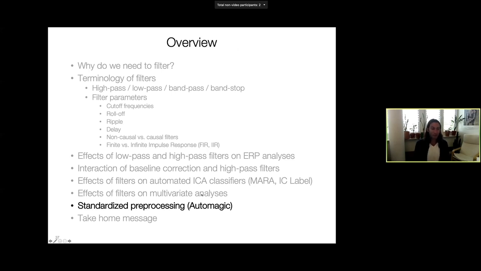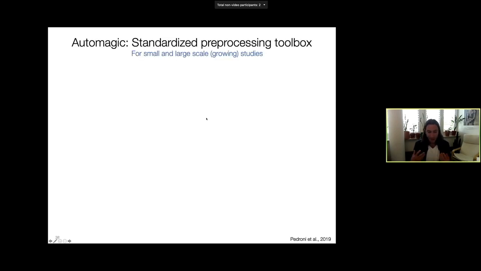So finally, I want to introduce our standardized pre-processing toolbox, Automagic. The motivation to invent Automagic was that we are looking for biological measures for psychiatry and neurology. To do this, we need very large data sets, and those large data sets are collected over years. So we need a toolbox where we can make sure that the same pre-processing is applied even for data sets which are coming in later.